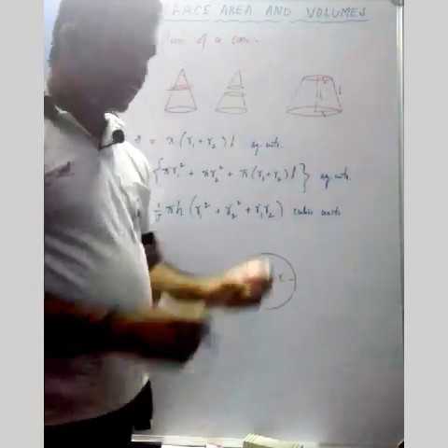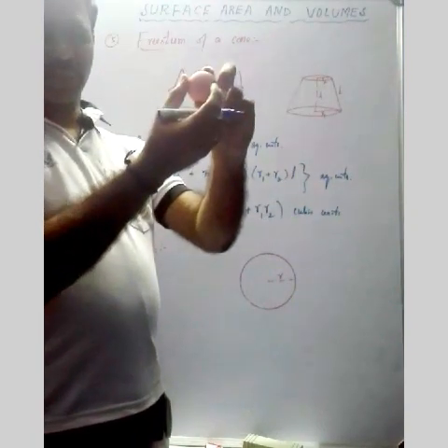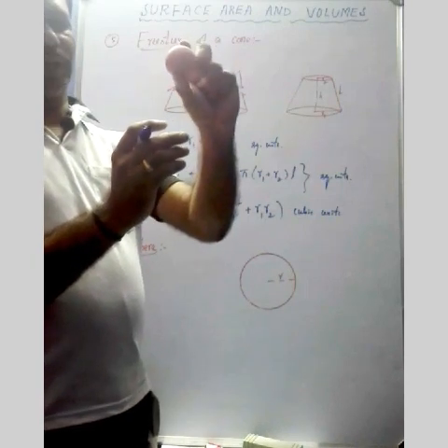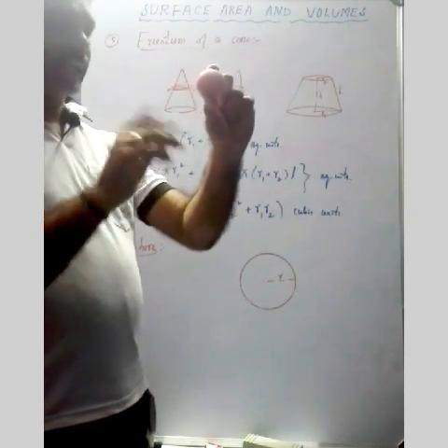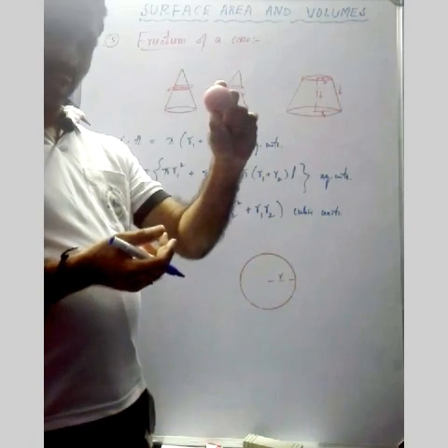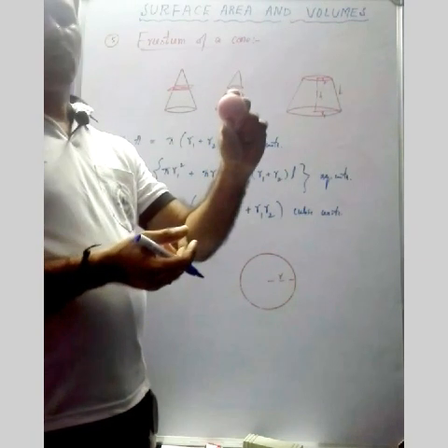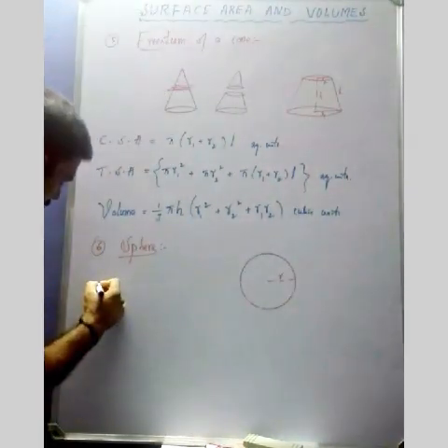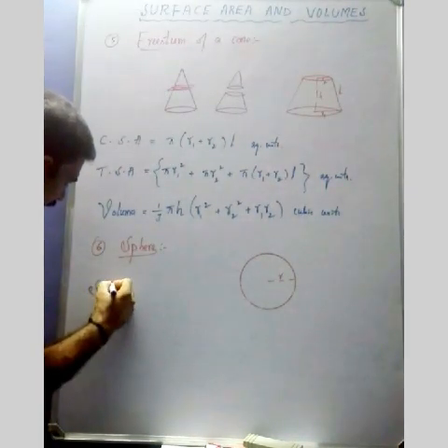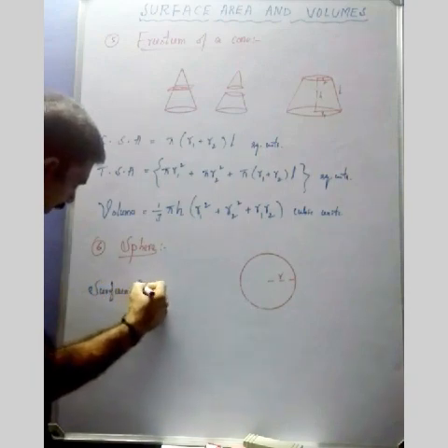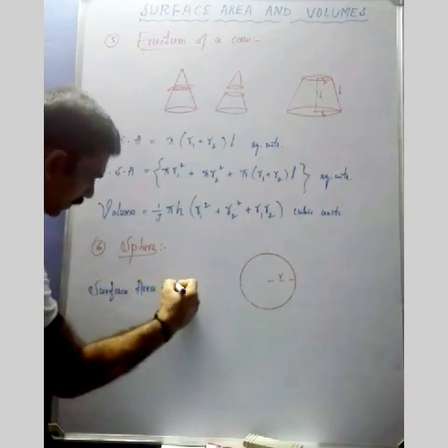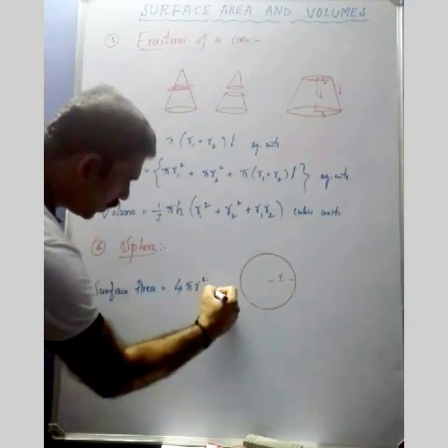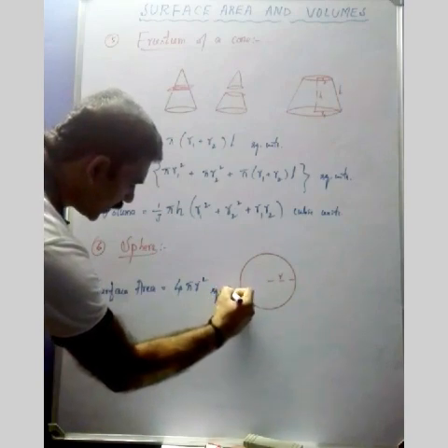When we consider any sphere, the curved surface area of the sphere equals the total surface area of the sphere. Both are equal, but in the remaining solids, curved surface area is different from total surface area. See here, first consider surface area of the sphere equals 4 times the area of the circle, so 4 pi r square, square units.